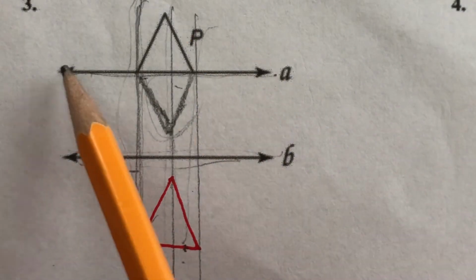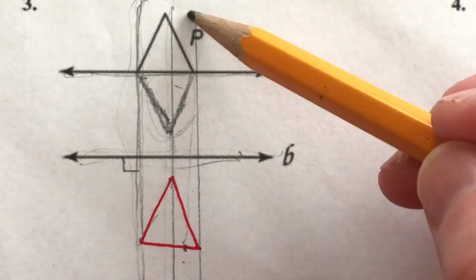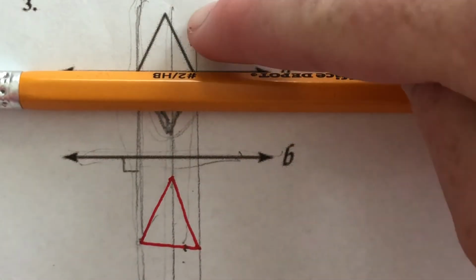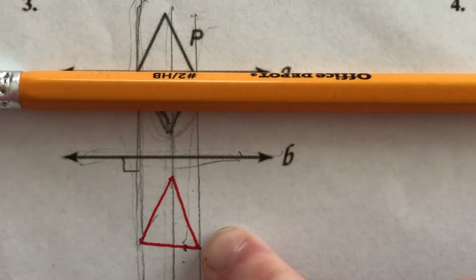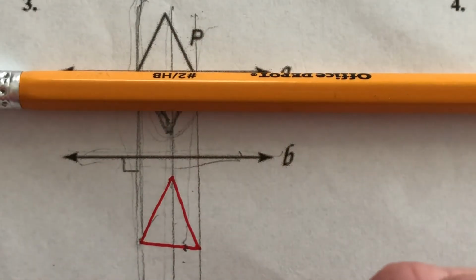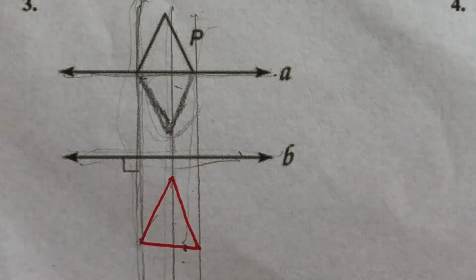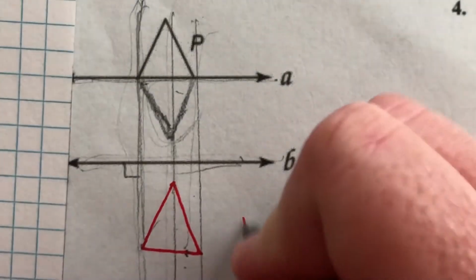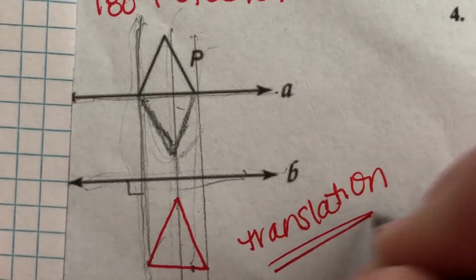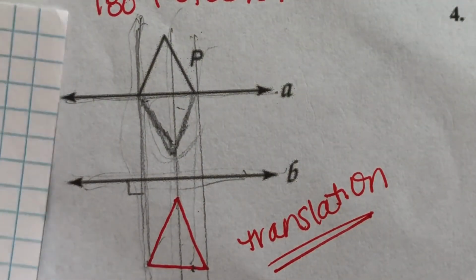And then what did we talk about when you reflect over parallel lines? It's the same thing as a slide. Because if we just ignored this middleman and we just looked at our original and then our image, all we did was slide it down, right? So either two reflections over parallel lines or just one translation. So we'll say translation, and there's no way to measure it. There's no shortcut like the rotation degree thing.